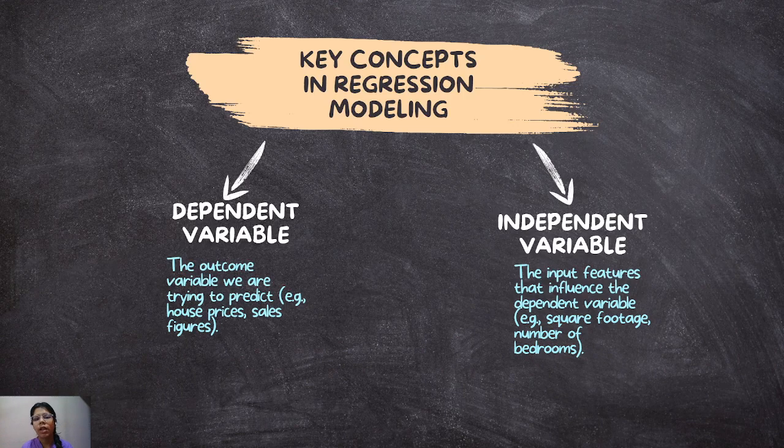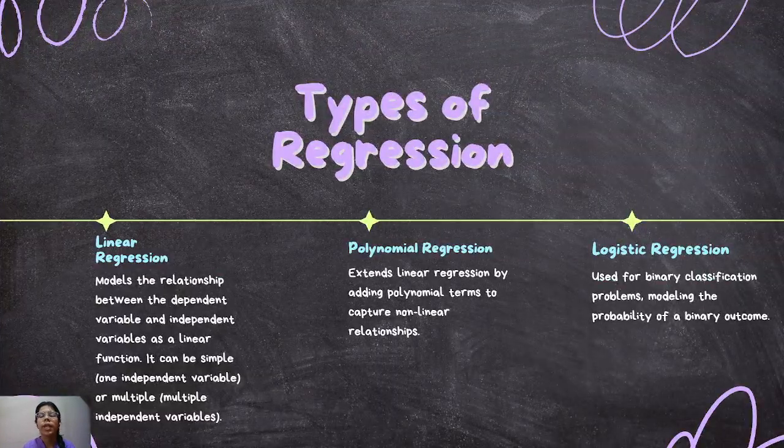Then in regression, we have some key concepts, basically the dependent variable and independent variables. The dependent variable is the outcome variable we are trying to predict, that is the house pricing, sales figures, etc. And the independent variables, also known as the input variables, influence the dependent variable. For example, again, the square footage and number of bedrooms will influence the price of the house, which is the dependent variable.